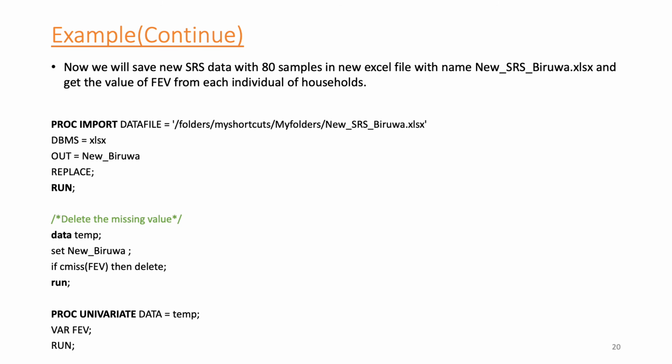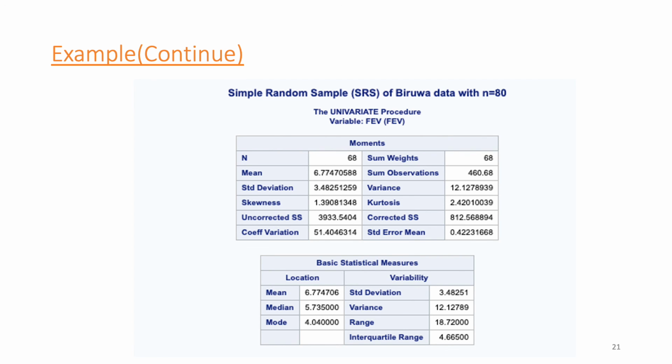Then we'll use proc univariate to get the statistical values of our new data. So by running the code on the last slide, we'll get this result. So now after deleting the missing values, we have capital N equal to 68, and then all the other statistical values, that is the mean 6.77, variance 12.12, and so on.